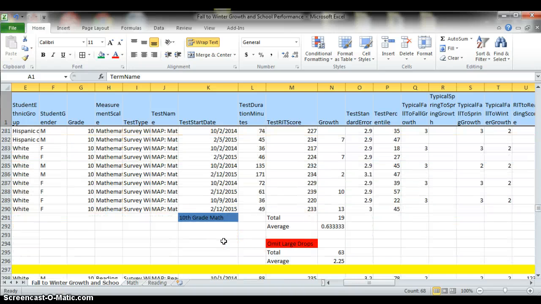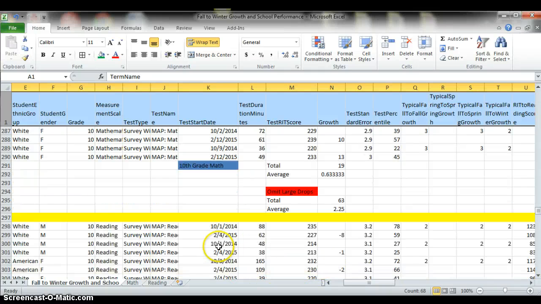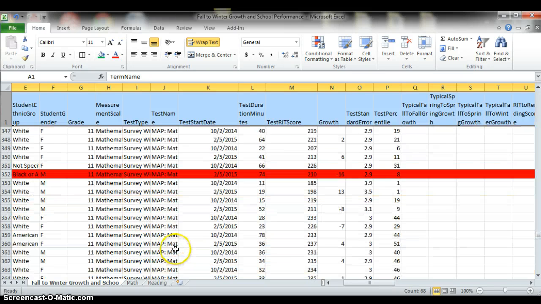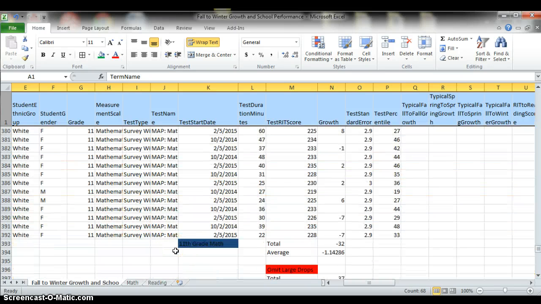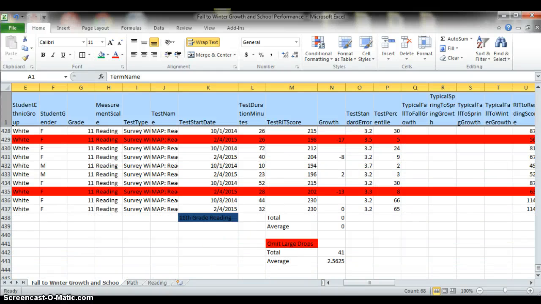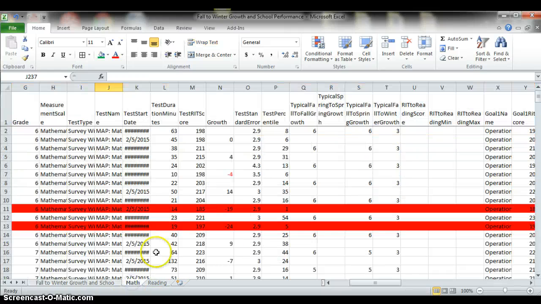In 10th grade math, when you get rid of the large drops, an average growth of 2.25. And as you get to the older grades, the growth is usually not as large. In 10th grade reading, we have an average growth of 3.1, so that's pretty good. In 11th grade math, an average growth of 1.5, and 11th grade reading, an average growth of 2.56 when you omit those large drops.